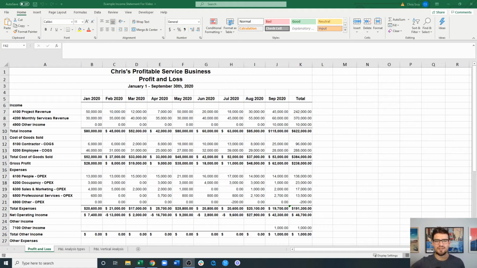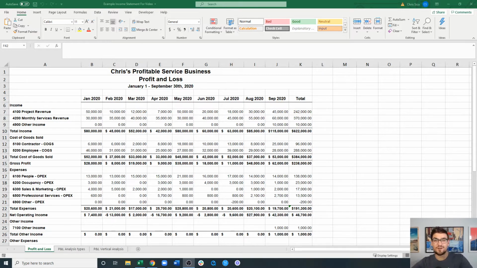Hey y'all, we're going to start with a high-level overview of the profit and loss statement, including the different sections of a profit and loss statement, what the major line items are, and then we'll get into the different ways that you can analyze your income statement.